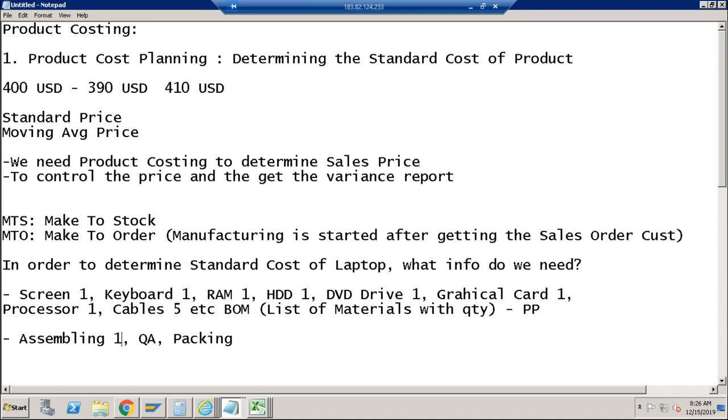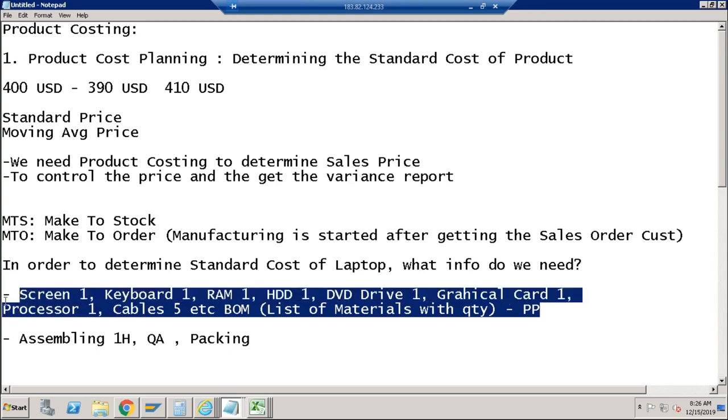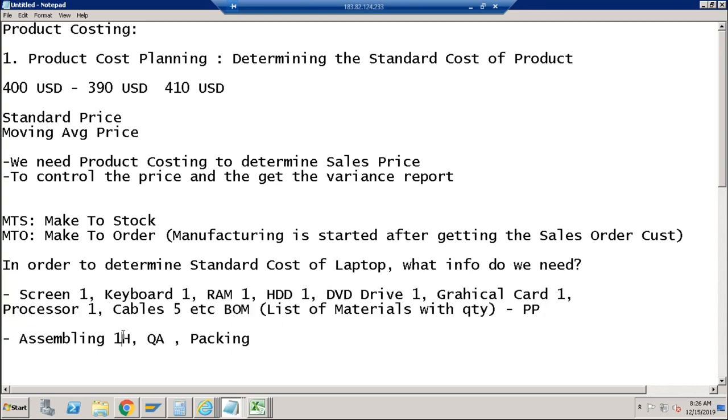So let's say he takes 1 hour to assemble one laptop. If I give all these products to the assembling department, they will take 1 hour to assemble one laptop completely. Then once the assembling has been completed, it will go to the QA department, and QA takes, let's say, 10 minutes to do the quality checking of one laptop. And finally, it will go to the packing department. Packing will again take 10 minutes to pack one laptop.